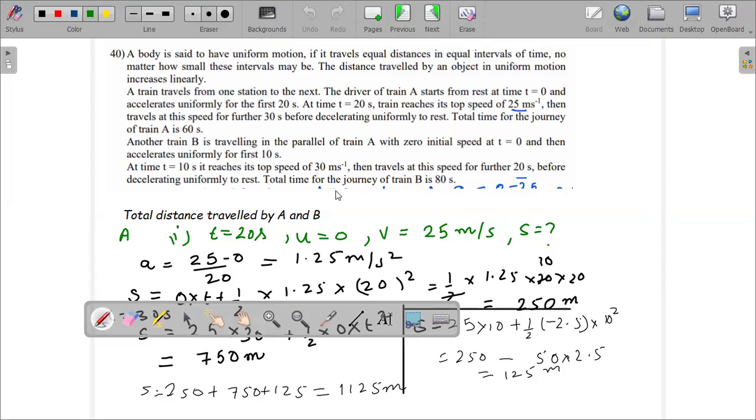Okay. Anyone got the answer? Just solving. Okay. So I'm drawing the graph. You can take the help of that graph.